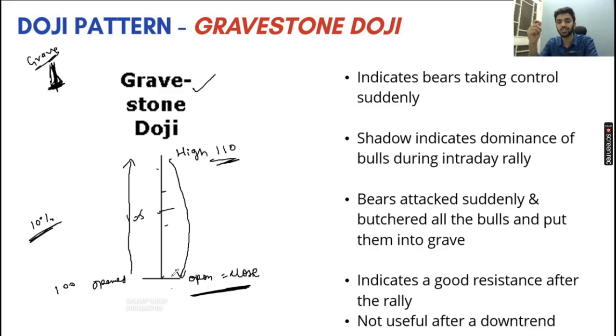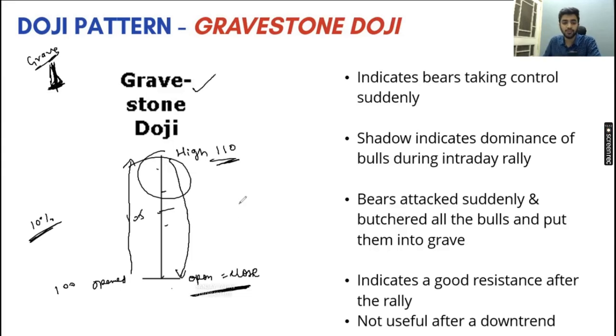So don't go too much into names. Basically, if you understand the psychology behind it, you don't actually need to remember the name, because this is telling you that the sellers are very strong at this point in time, and they came in full force when they saw the price coming up here. So that is simply telling you there is good resistance above this.